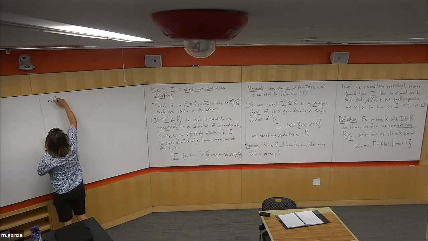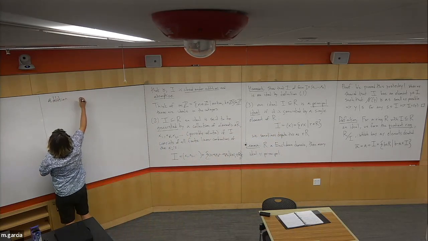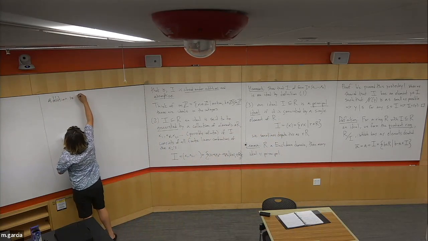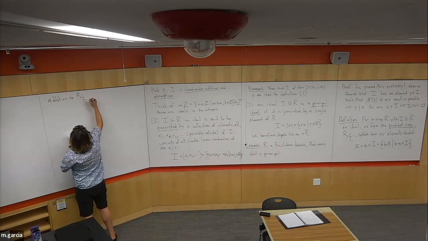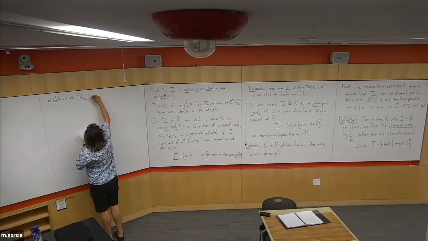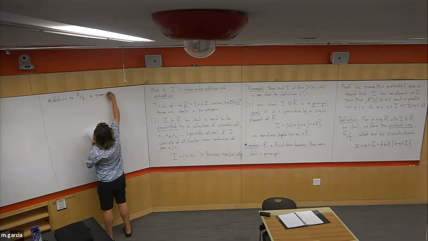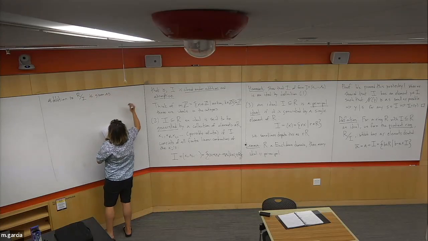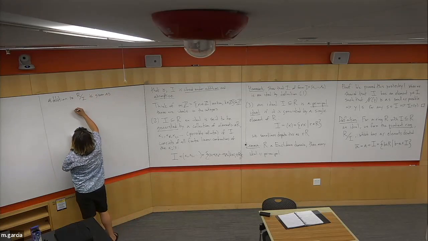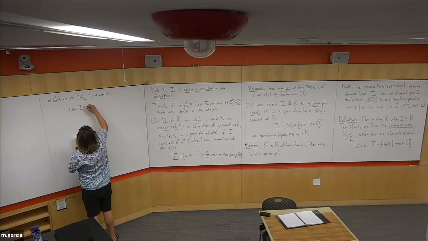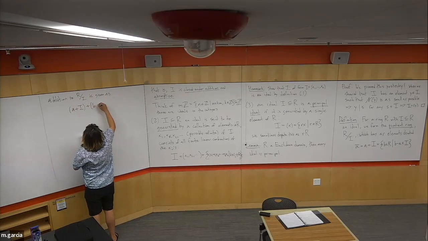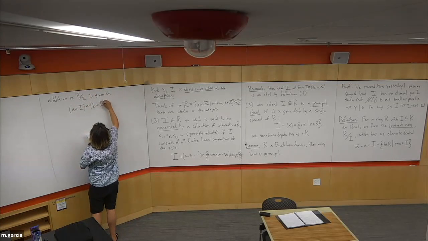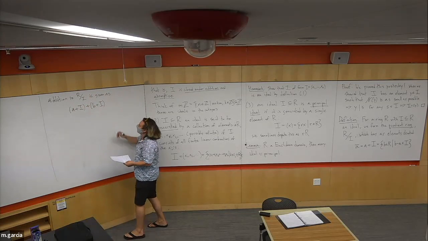So addition in R mod I is given as A plus I plus B plus I. What do you think I should do here? What's the right definition to make?